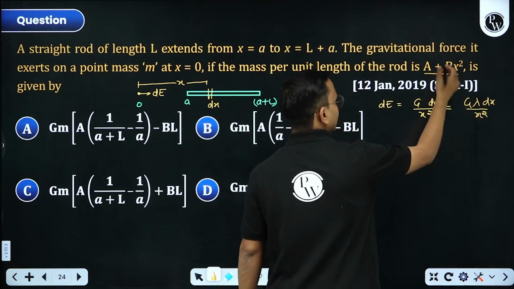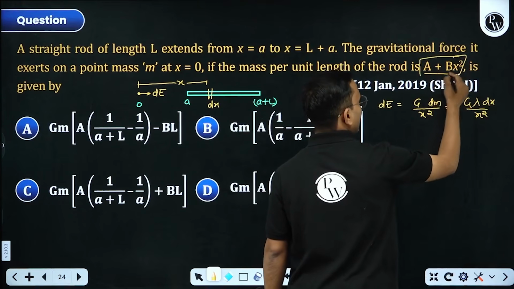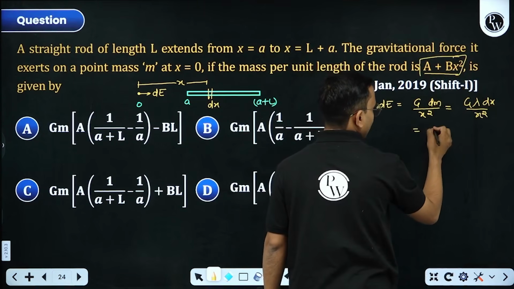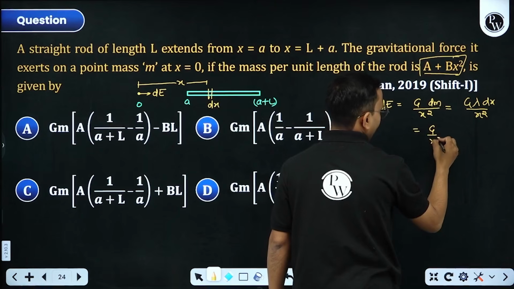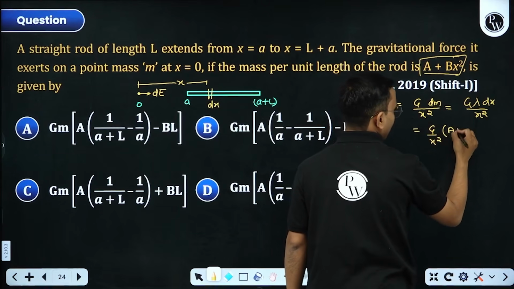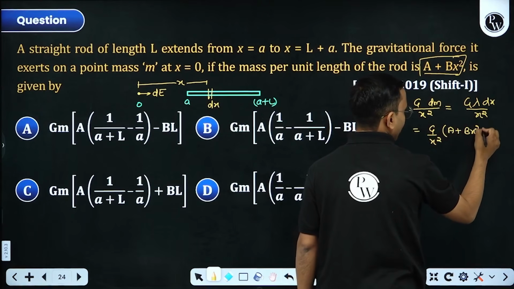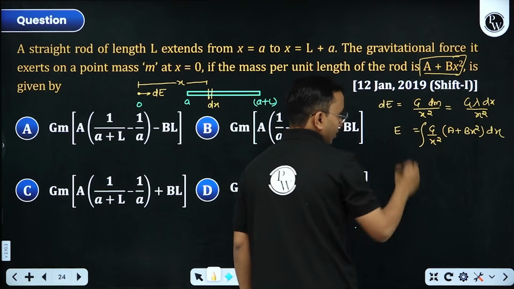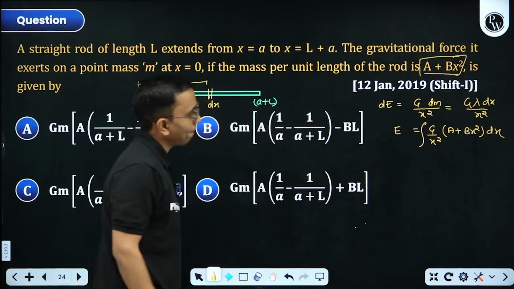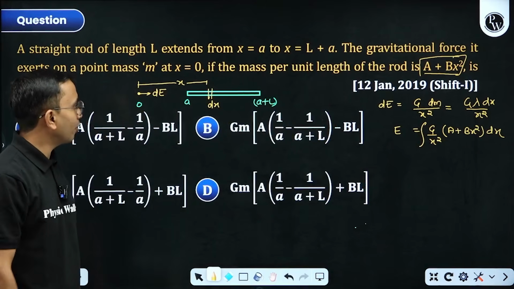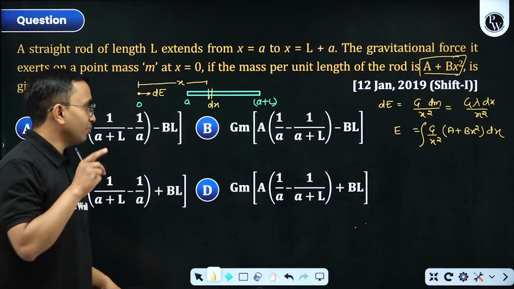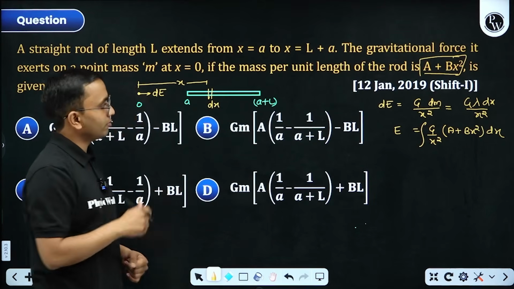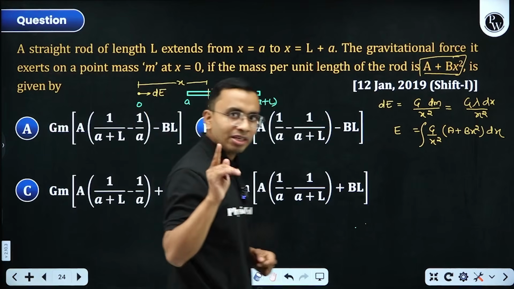What is lambda? Lambda is this. Put it here. So this is G by x square into lambda, which is a plus bx square, into dx. This I need to integrate to find the total field. And then I'll multiply with mass m to get the answer. I'm not solving it fully, I'm leaving it for you.